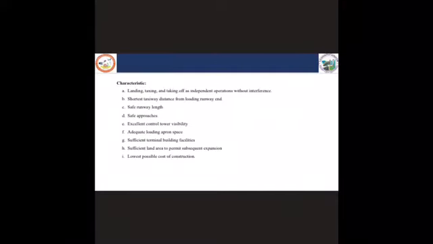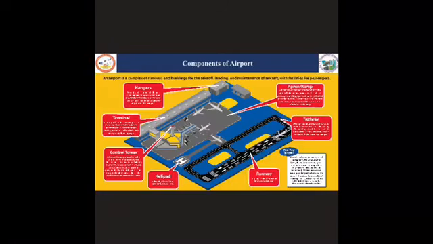And some of the characteristics of a good airport layout must include: it should have safe landing, taxiing and takeoff operations, all must be independent operations without any interference. And the layout should provide the shortest taxiway distance from landing, loading to runway end. And it should have a safe runway length, safe approaches, good tower visibility, adequate loading apron space, sufficient terminal building facilities, and sufficient land area to permit subsequent expansion of the airport in future, and lowest possible cost of construction.